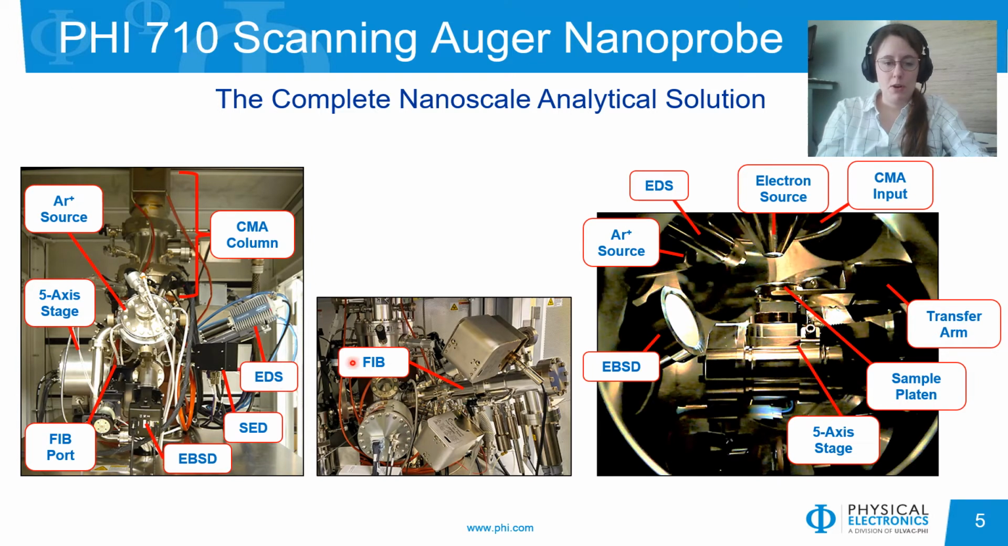And then if you look in the middle picture, this is a picture of a system that does have the FIB, and this is what the FIB looks like on the system. And if you take a look inside the main chamber, you can see all of the different sources and detectors and the geometry of those related to the sample surface.